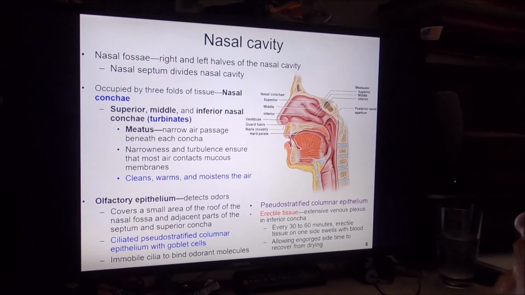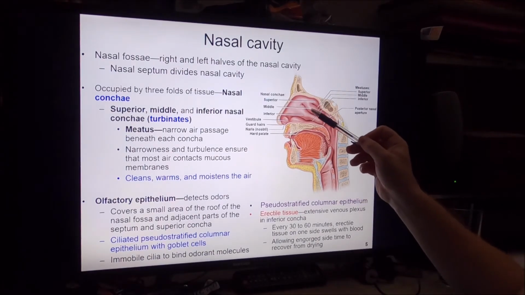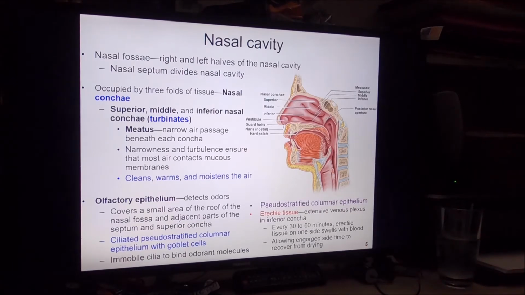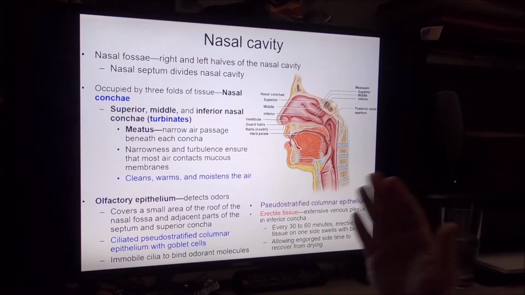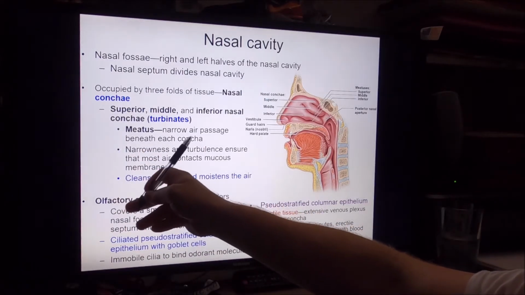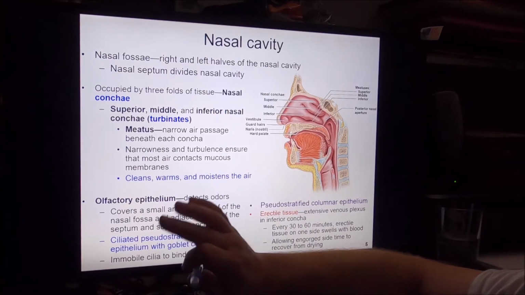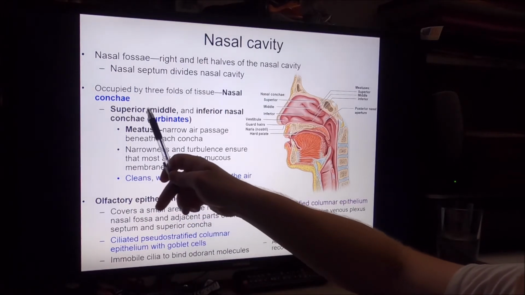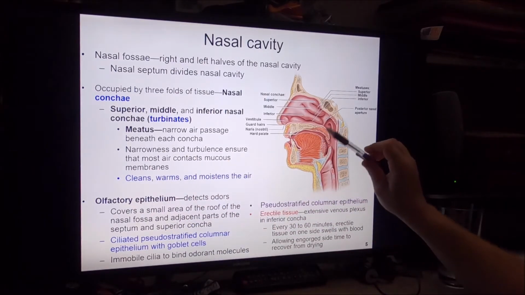So let's see, what do we want to say here? You obviously need to realize that you've got two sides to the nasal cavity. So there's a connector in the middle, a big barrier, if you will, that separates these two sides, the nasal septum. And on either side, there are what are called nasal conchae, or oftentimes the turbinates, of which there are three: superior, middle, and inferior nasal conchae.